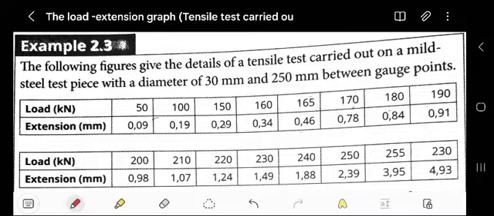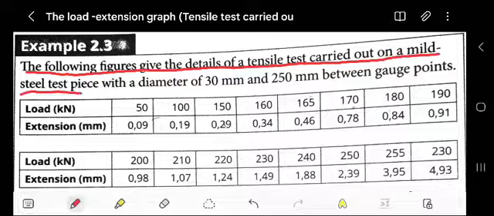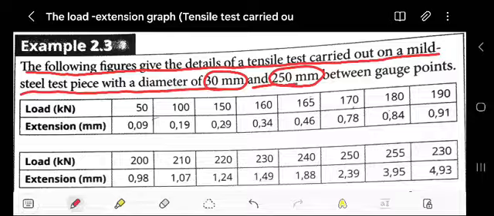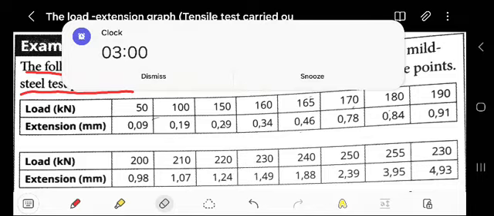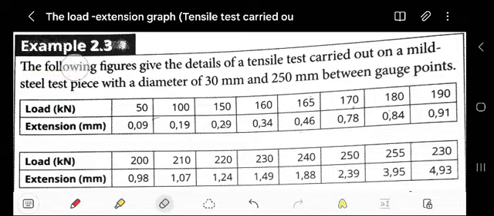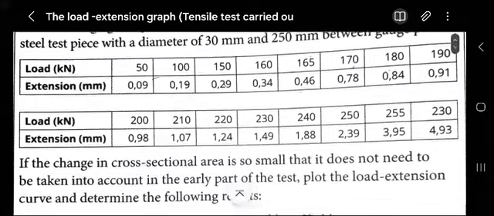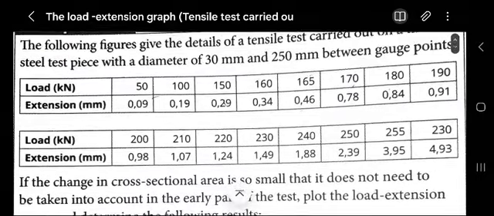Example 2.3 says the following figure gives the details of a tensile test carried out on a mild steel piece. The diameter is the one that we will use. This is the original diameter, and 250 is the original length between the gauge points that we will use. The one that you have been given in the statement is the original one.